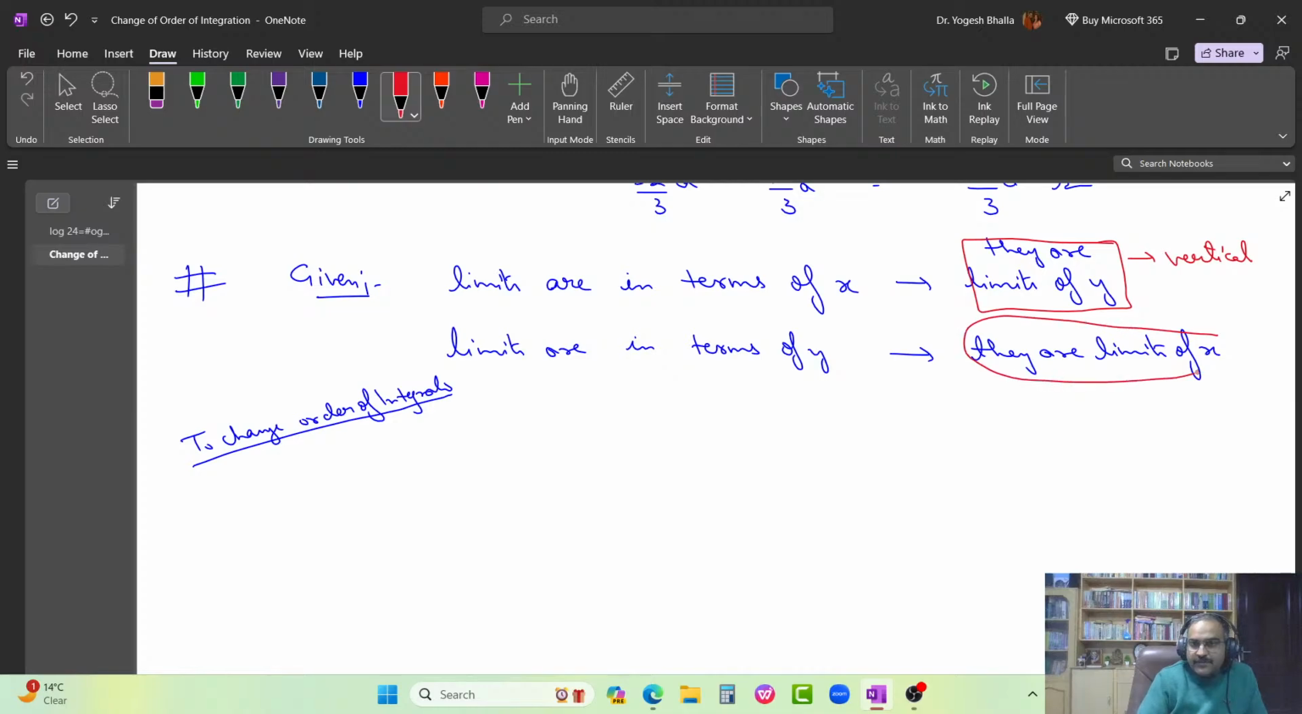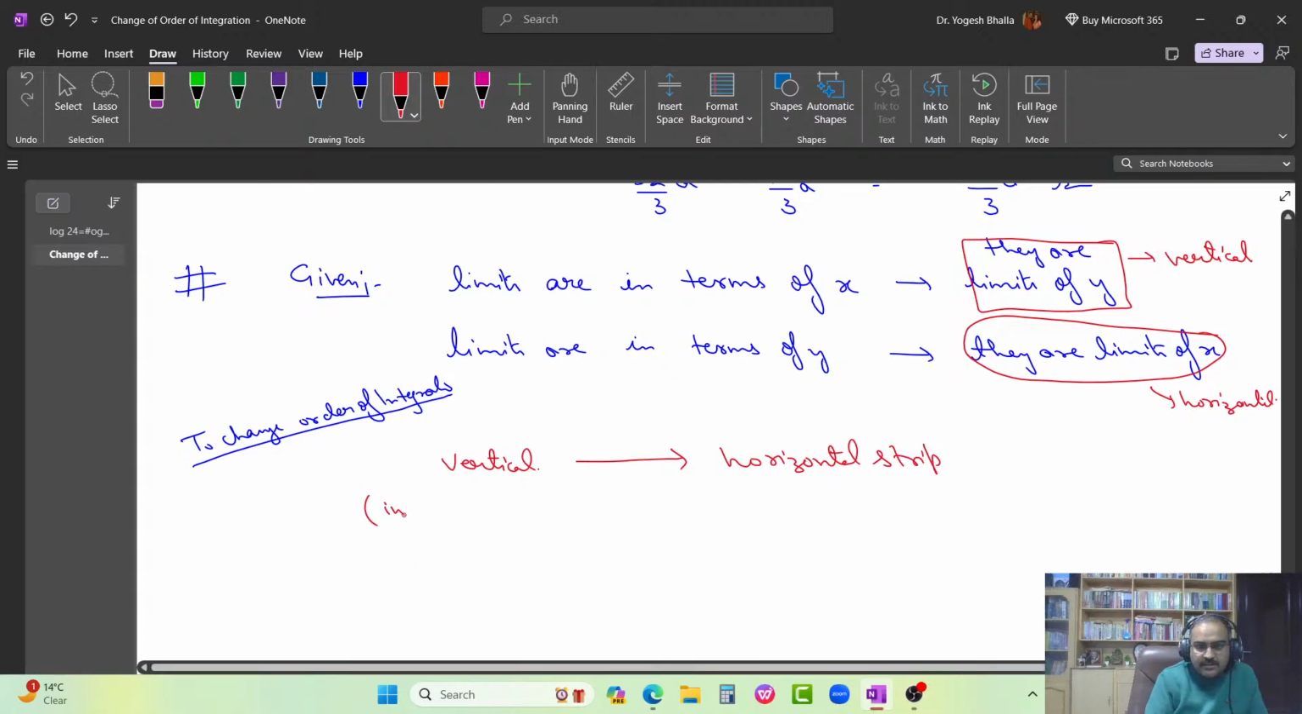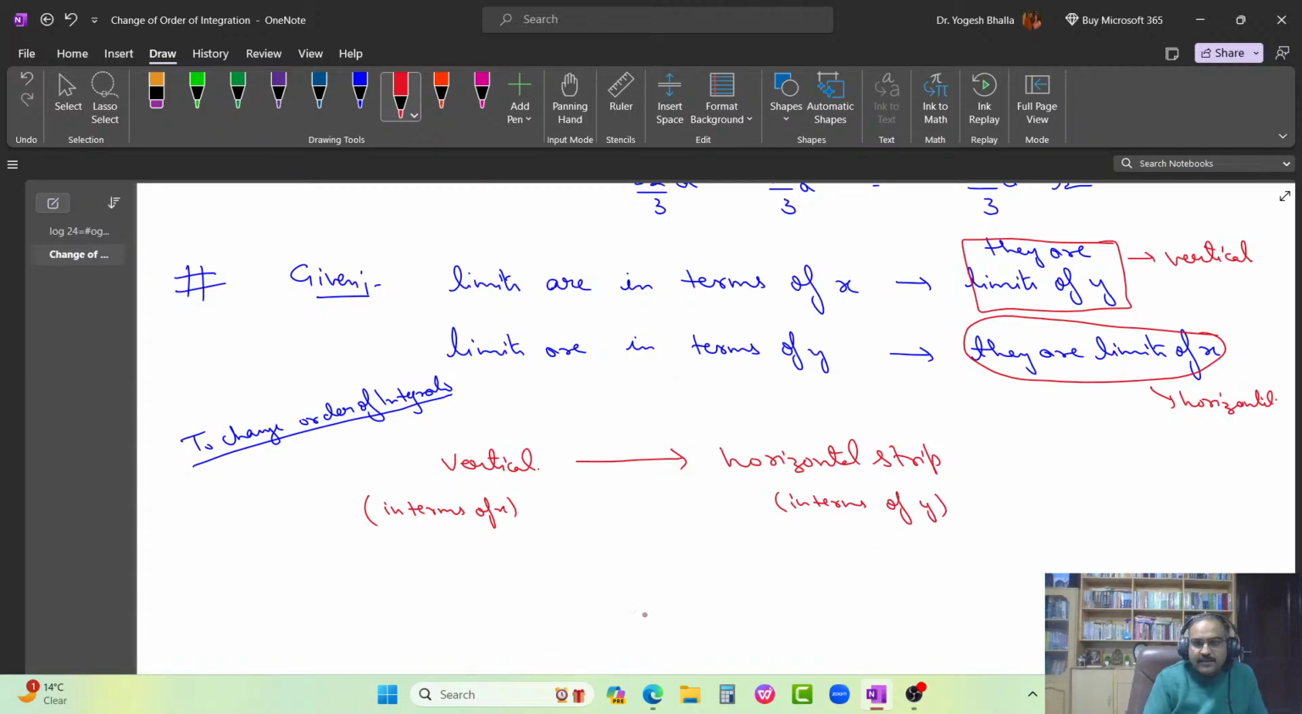If they are the limits of x, that means they have given us a horizontal strip. Now to change the order of integration, if a vertical strip is given, you need to take a horizontal strip. That means if the given limits are in terms of x, they will change to in terms of y.